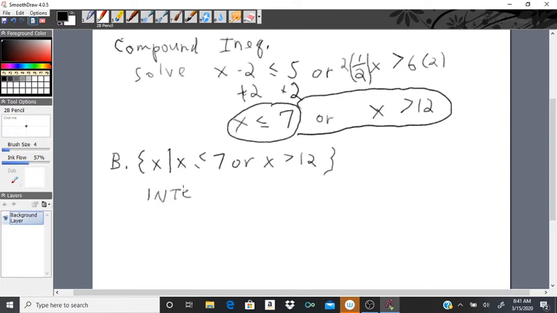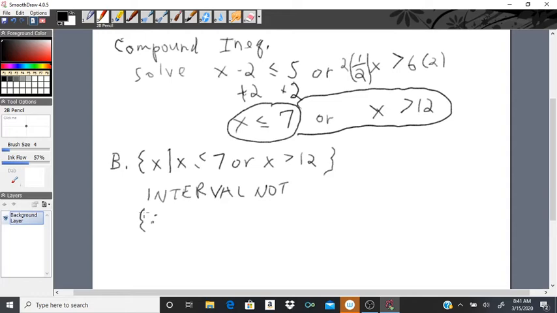Interval notation. We're not really worried too much about vocabulary, but here's the name of it, interval notation. But the notation is important, and we had it before. Here's a way of writing it: x is less than or equal to -7. So that means it goes from negative infinity.